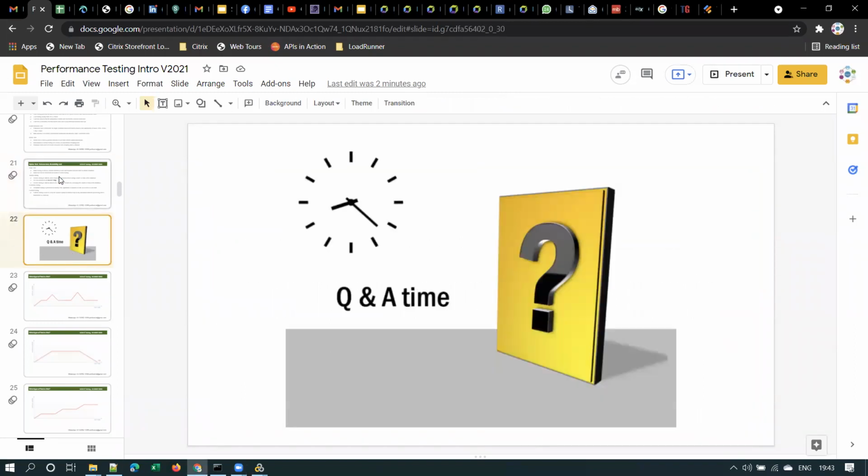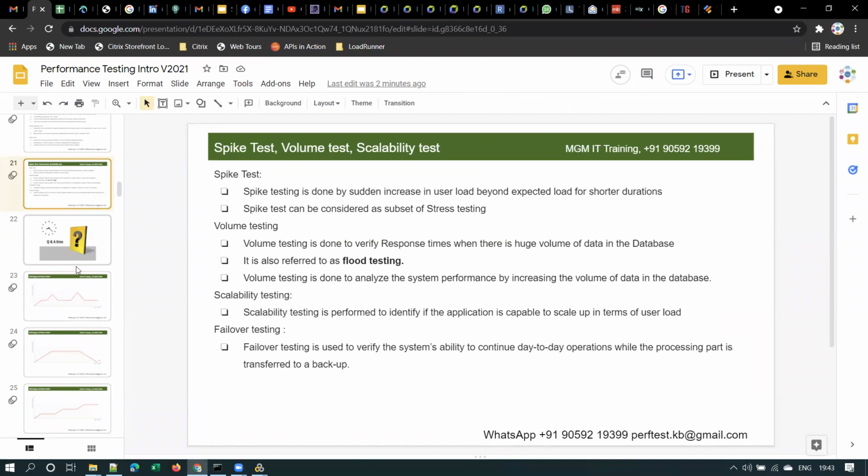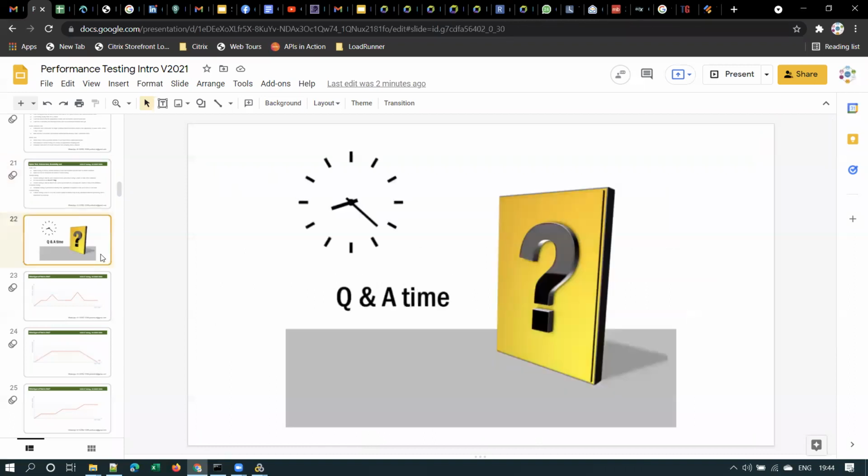Now, any queries before we move to the next slide? When we do performance testing, we do all kinds of tests, and we do backup testing also. We do this testing before we give the product to the customer. Before that build goes to production, we do all these types of testing.